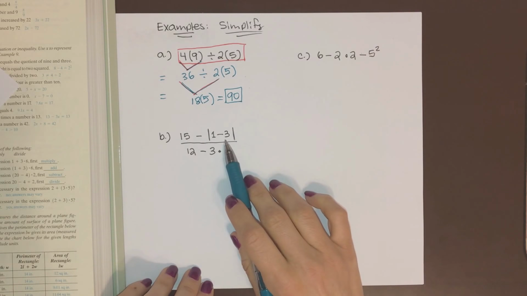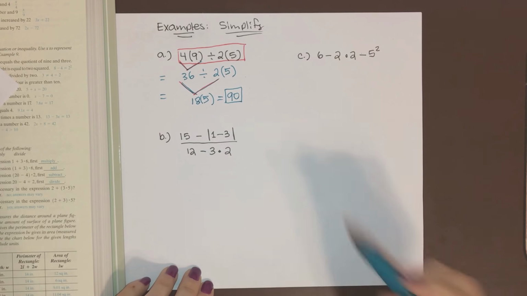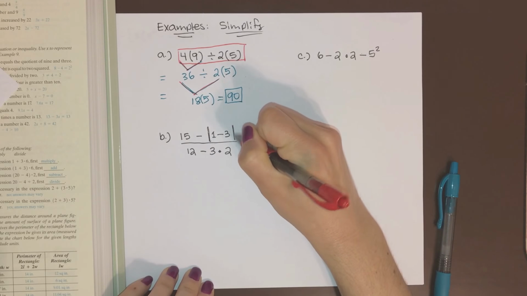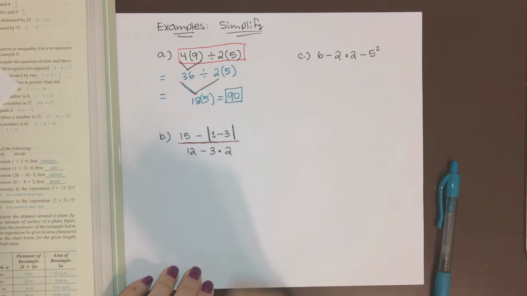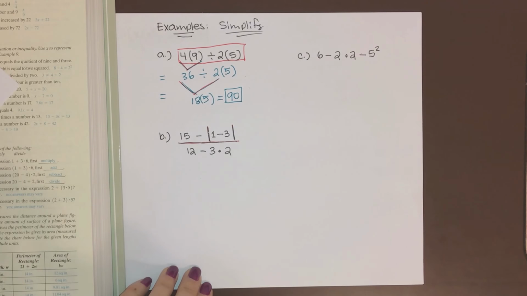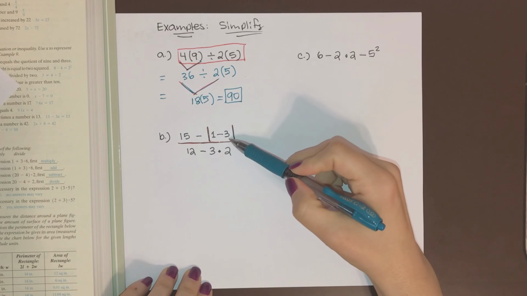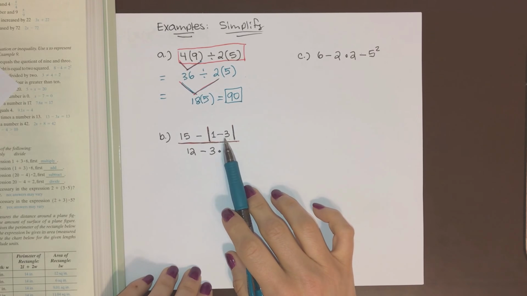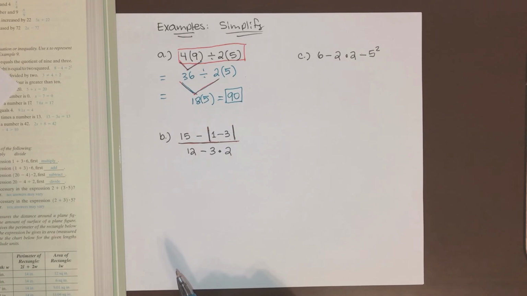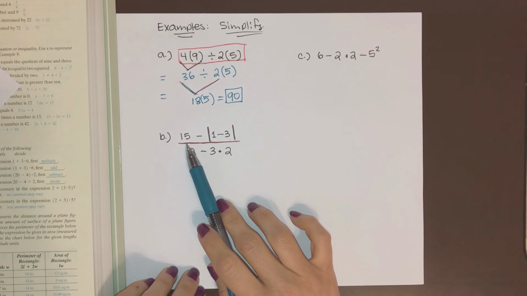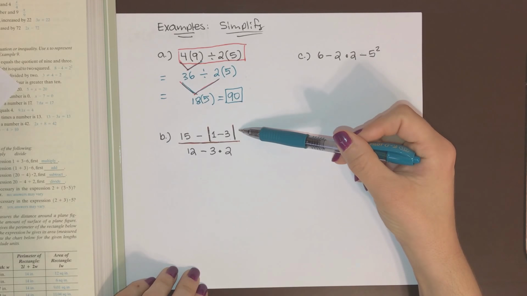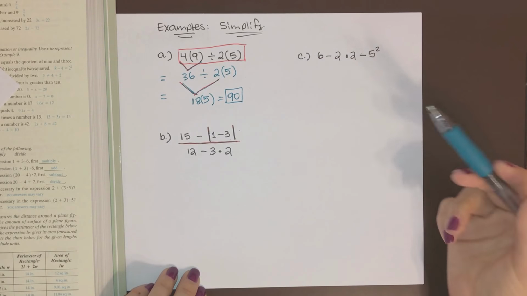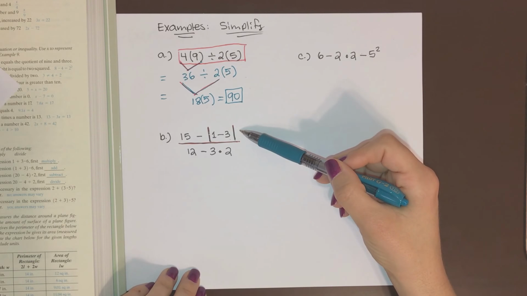This one contains absolute value, and it also contains a division bar. So let me highlight this part, absolute value and our division bar. So remember, if we have an operation such as subtraction in the absolute value, we have to take care of this operation first. Also, when you have a division bar, you need to simplify the numerator and the denominator first and divide last. So let's start by simplifying the numerator.